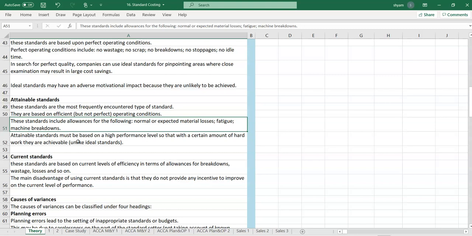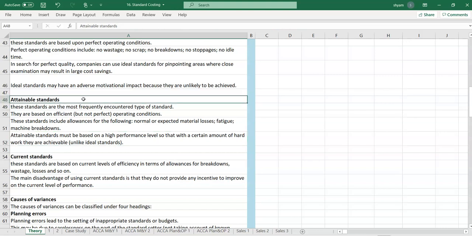Attainable standards must be based on a high performance level, so that with a certain amount of hard work they are achievable. See here the target is, if you can produce a product at 100 rupees, they will ask you to produce a product at 98 rupees. That's something like, if you push a little bit hard, you can produce at 98. So this is something which is attainable but also a little bit difficult. We can't say difficult, it is challenging. So if you fix an attainable standard, it is challenging.